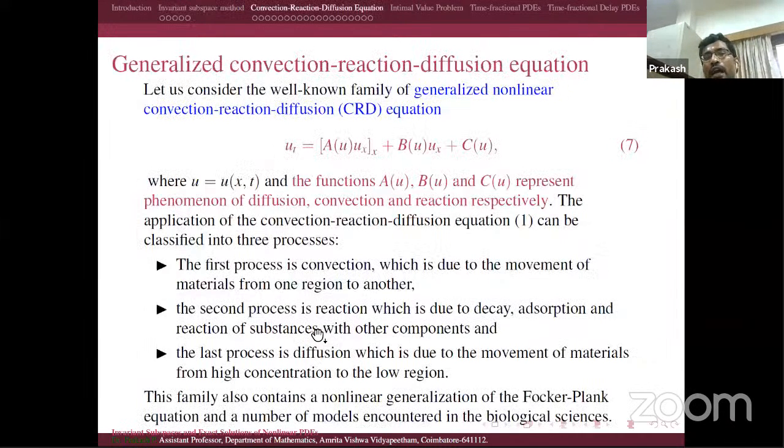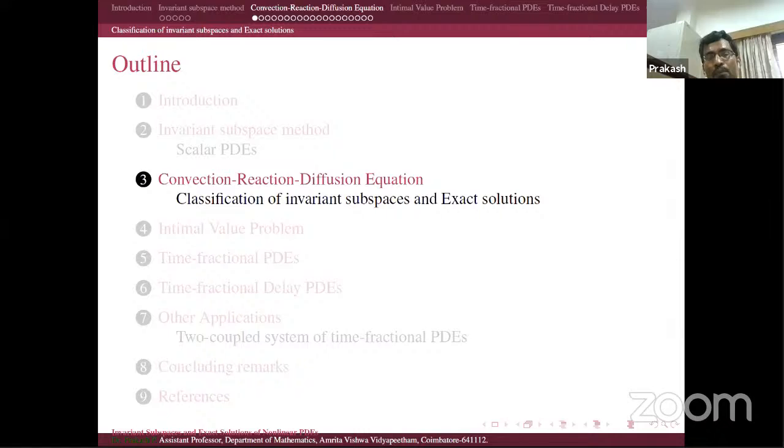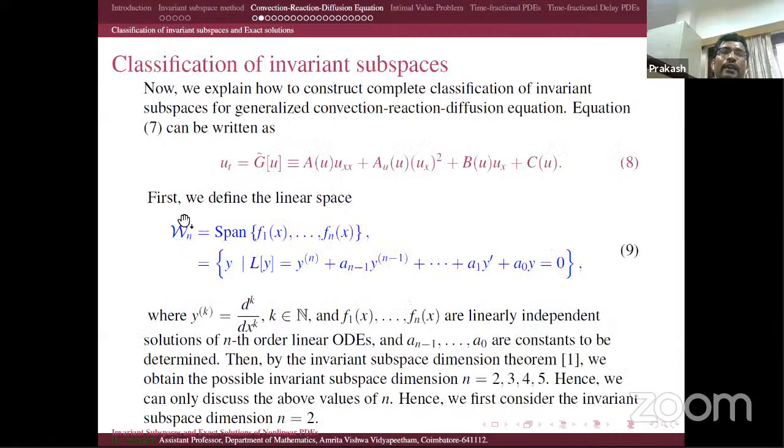Now I am coming to the convection reaction diffusion equation. Let us consider the well-known family of generalized convection reaction diffusion equations. This term denotes the diffusion, this term denotes the convection, and this term denotes the reaction term. The equation can be classified into convection, reaction, and diffusion equations. But how can we construct the complete classification of invariant subspaces and derive the exact solution for the given equation? For example, the given equation can be written in this form.